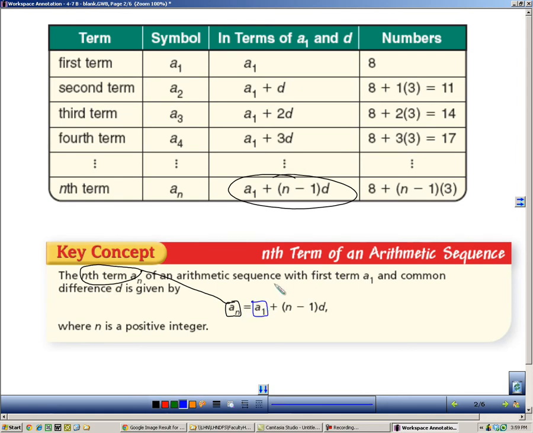This a sub 1 represents the first term in an arithmetic sequence. So whatever the first term is, you put in place of a sub 1. And then this d represents the common difference. So whatever the common difference is, you put that number in for the d. And then the n is just the number of whatever term. So if you want the 4th term, n is a 4. So that's really what this formula is. It helps us build a sequence around the different parts of it. A sub n is what term in the sequence, a sub 1 is the first term, n is the number of the term, and d is the common difference.